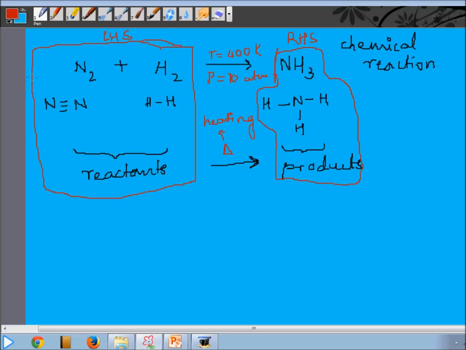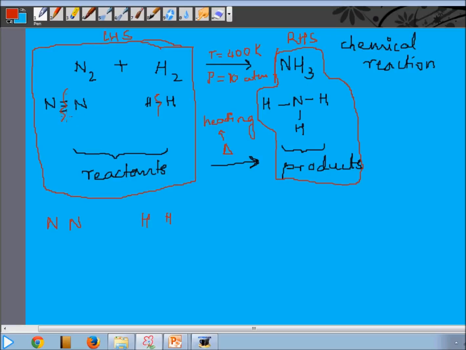So how does that take place? I have to break the N2 molecule. So this N triple bond N, this bond breaks, and instead of N2 molecules, what I get is N atoms. Similarly, the H2 molecule has 2 atoms combined together. So this single bond is going to break in order to give me 2 individual atoms of hydrogen. So this is the first step, breaking of bonds of reactants.